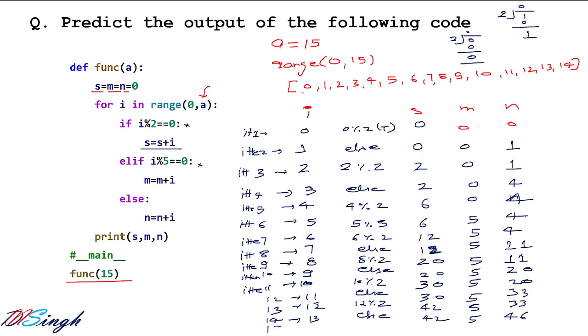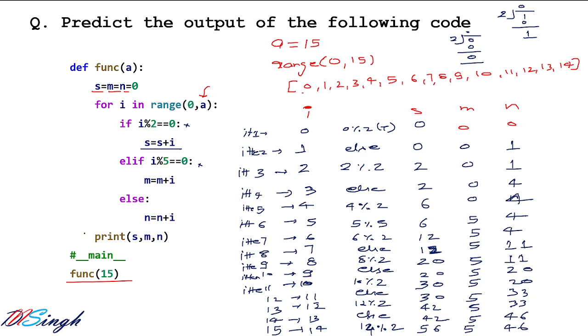And iteration 15, you have the I value as 14. 14 mod 2 will result in 0, so the if condition is satisfied. So 14 will be added to 42, that will give the output as 14 plus 42, so 4 plus 2 is 6, and this will become 56, and here you have 5, here you have 46.